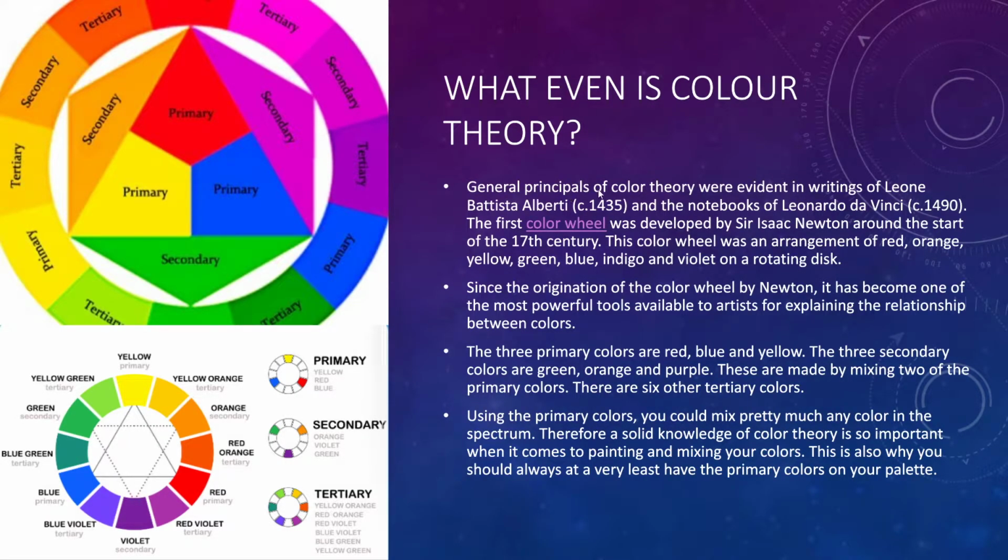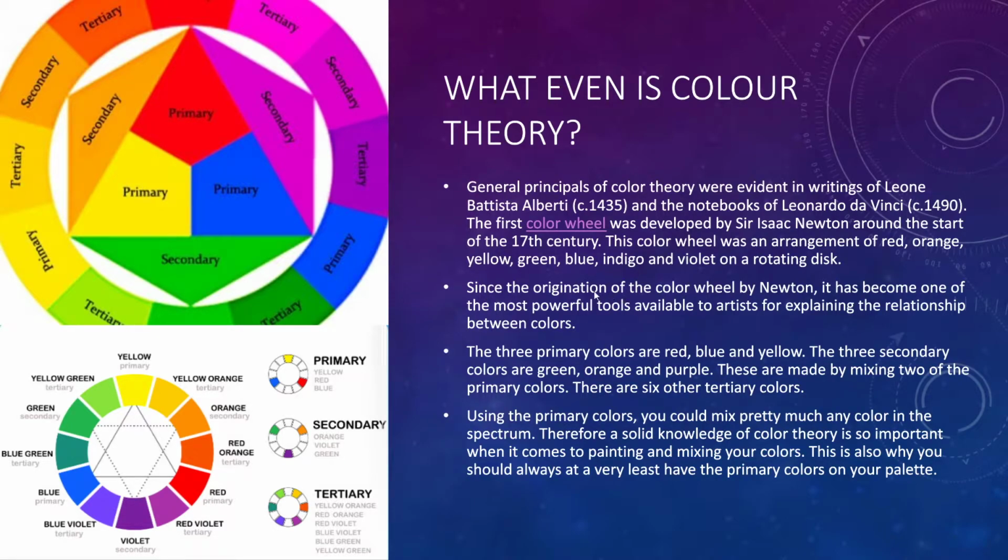So, general principles of colour theory were evident in writings from this person back then. I'm not going to try pronouncing the name. And notebooks of Leonardo da Vinci. The first colour wheel was developed by Sir Isaac Newton around the start of the 17th century. This colour wheel was an arrangement of red, orange, yellow, green, blue, indigo, and violet, which is what you've probably heard of, the colours of the rainbow, right? Or Richard of York gave battle in vain, which is not the correct colour wheel, but we'll go with it.